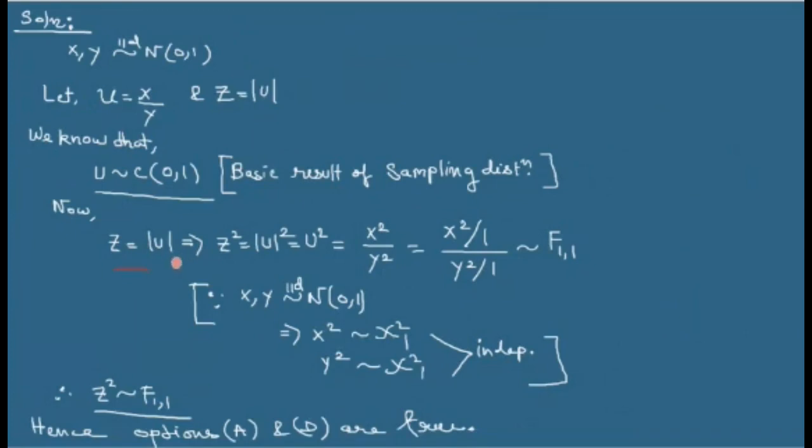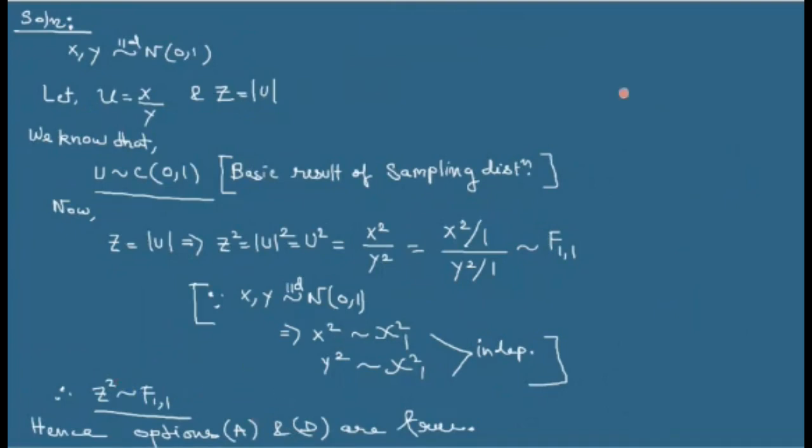Now Z is equal to mod of U, so Z square turns out to be mod of U square, which is basically U square, which can be written as X square by Y square, which can again be written as X square by 1 over Y square by 1. Now we note that X and Y follow IID normal 0-1 distribution. Therefore X square will follow a chi-square 1 distribution and Y square will also follow a chi-square 1 distribution, both independently. So this quantity X square by 1 over Y square by 1 will follow an F distribution with 1 degrees of freedom. Therefore Z square follows F distribution with 1 degrees of freedom.